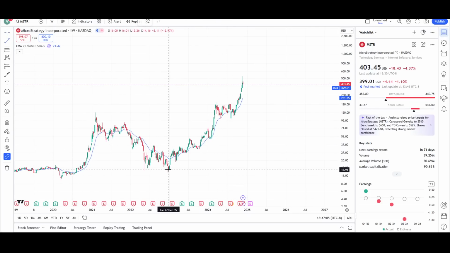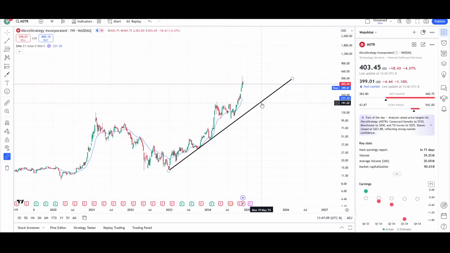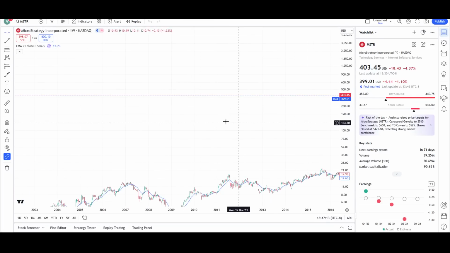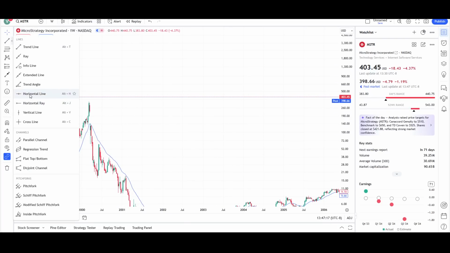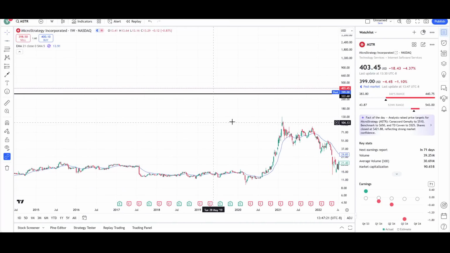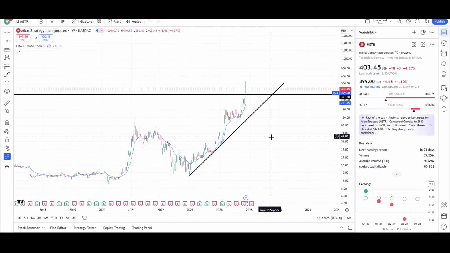Maybe it comes back to this trend line right over here. We'll have to wait and see. But overall, price did break its prior all-time high. So a lot of times it'll come back to these breakout points. So let's go and mark that right now. This one right about there. That's at the lower $300 level. And there's also a gap that price can fill at the 260 level.